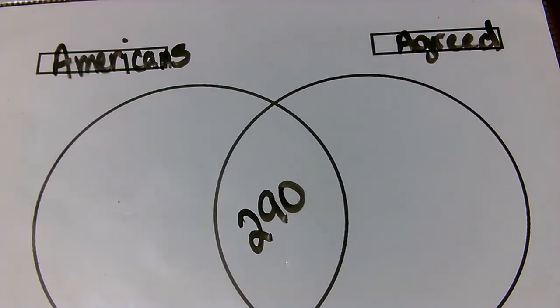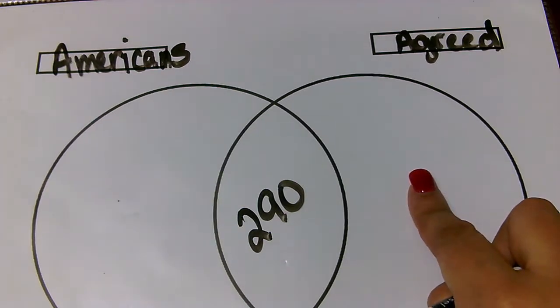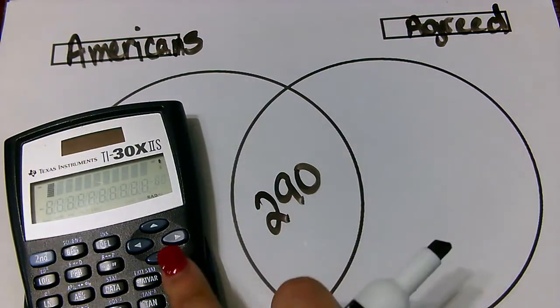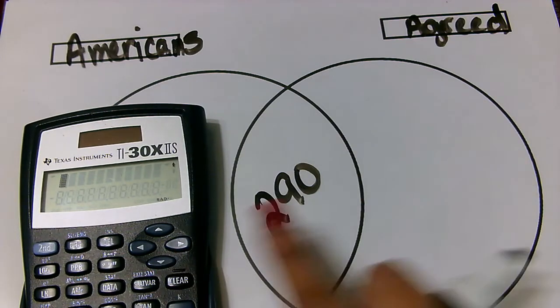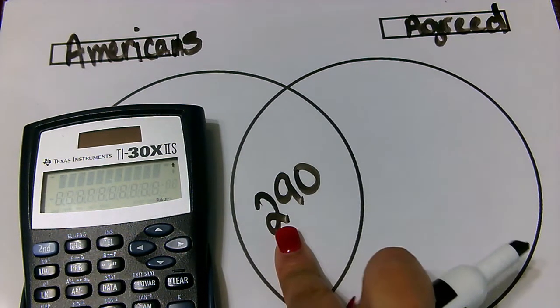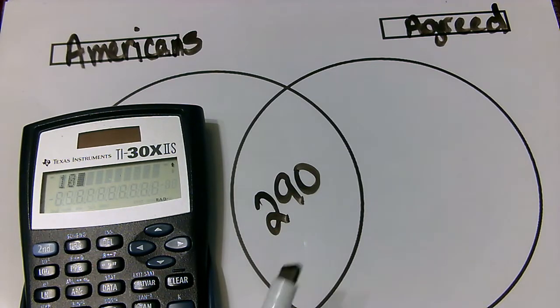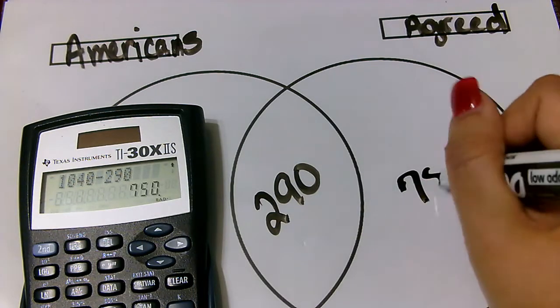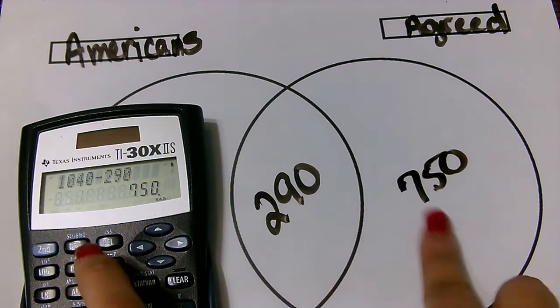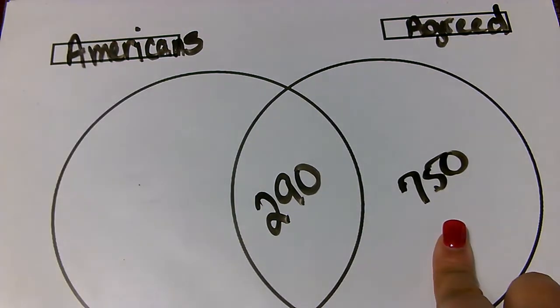We can actually solve for the number of French adults who agreed. So all we can do is solve for the number of people who agreed who were not Americans. So if 1,040 people agreed, 290 of them were Americans, that leaves 750 French agreed. If I add these two together, you're going to get that total of 1,040.